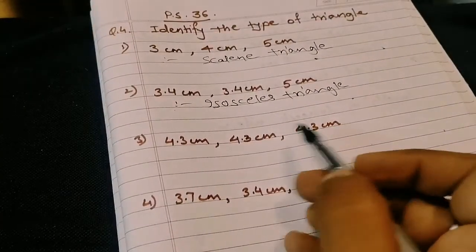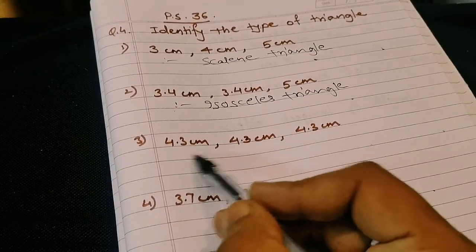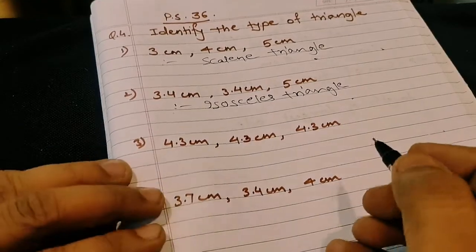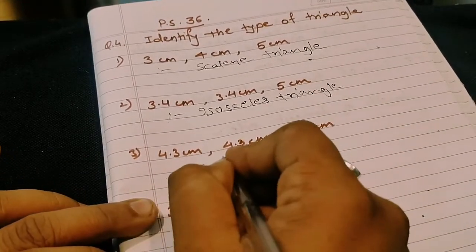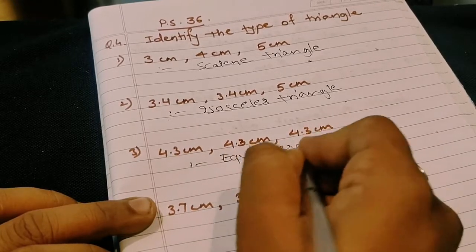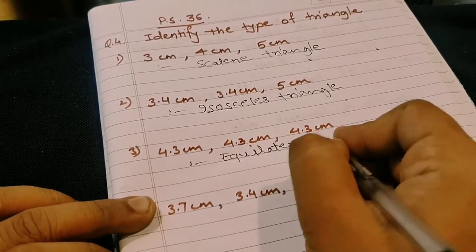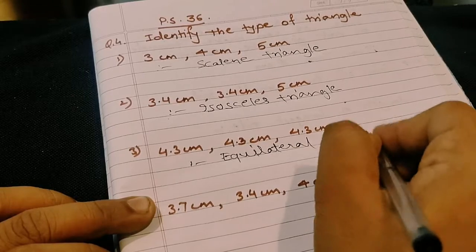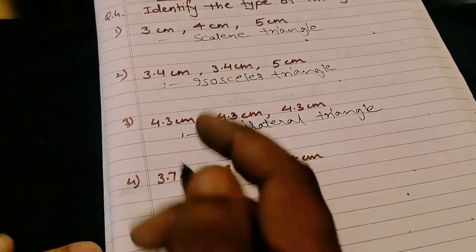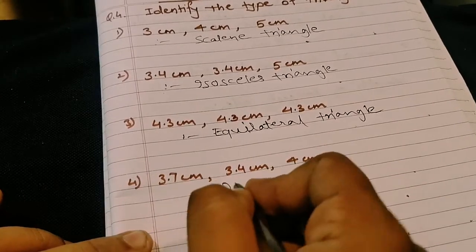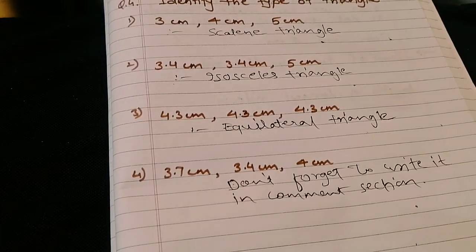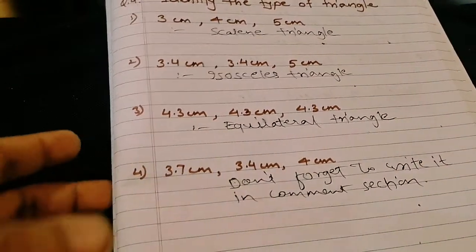And all three sides are equal here in question number 3: 4.3, 4.3, and 4.3. So what do we say? It is an equilateral triangle. Okay. Equilateral triangle. Now, the fourth one is for you. Don't forget to write the answer in the comment section. Okay. I'll be waiting for your answers. Let's move on to the next question.